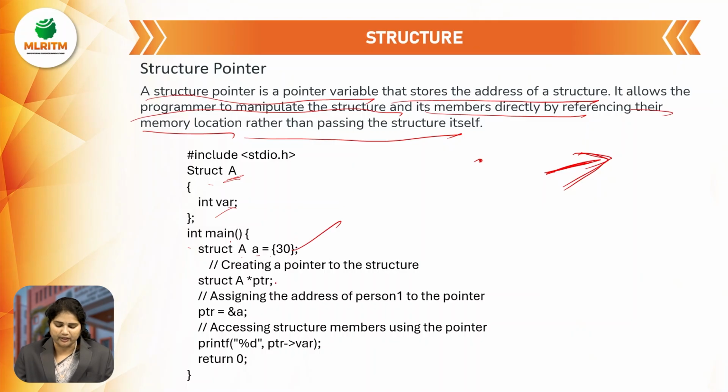Struct a, we are creating one pointer: ptr equals ampersand a. We are storing the address of the variable in ptr. And how will we print that? printf %d, ptr, arrow mark, var. Like this, we will get the value 30. This is how we will use the structure pointer in C language.